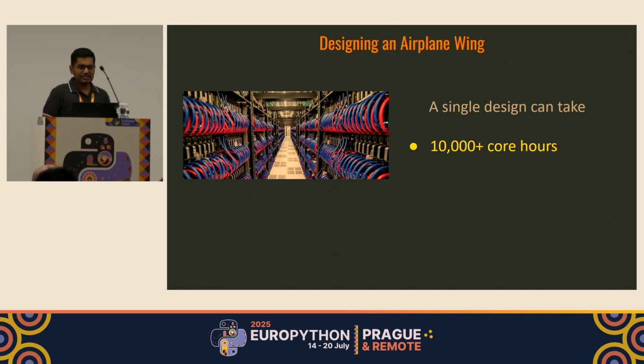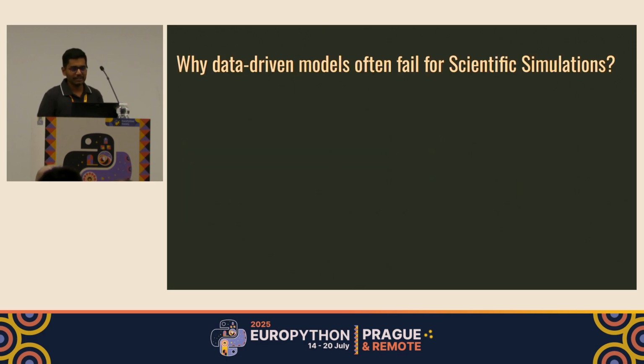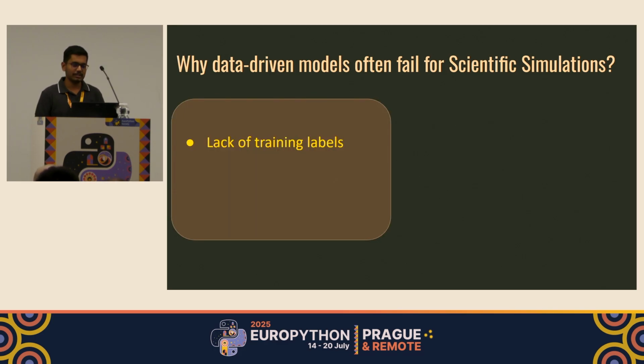And this also translates to a very high single design cost. So a single design can take around 10,000 plus core hours, not on a gaming PC, but on an HPC, a high performance computer, and also thousands of dollars. So now you can guess why machine learning approach is bound to fail on scientific simulations, because there is a lack of labeled data. It is very expensive to generate data for scientific simulations.